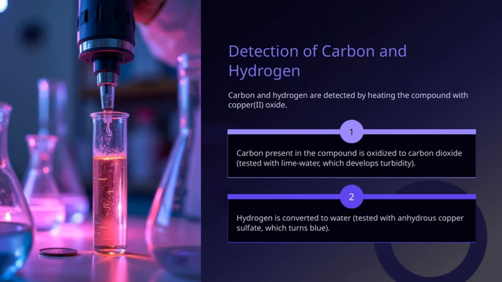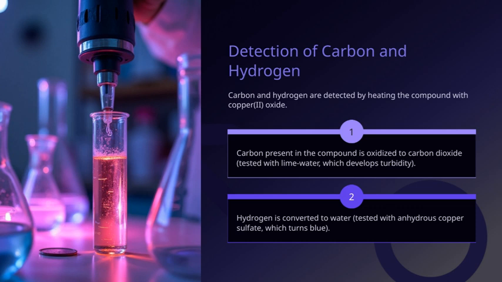When we convert hydrogen to water, we can test for it using anhydrous copper sulfate. When it reacts with water, the copper sulfate turns blue, confirming hydrogen's presence. Similarly, carbon, when oxidized, forms carbon dioxide, which we can detect by bubbling it through lime water. If it turns cloudy or develops turbidity, that indicates carbon dioxide is present.